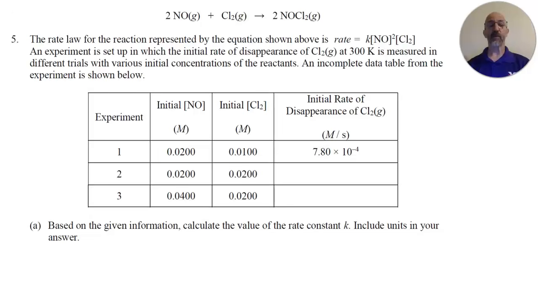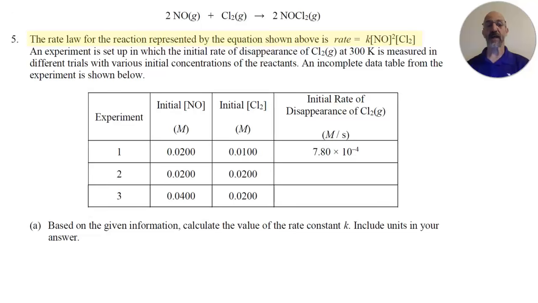In question 5, we are given a balanced chemical equation, and it says the rate law for the reaction represented by the equation shown above is rate equals the rate constant K times the concentration of nitrogen monoxide squared times the concentration of chlorine. So with that rate law, they're telling us that this reaction is second order with respect to nitrogen monoxide and first order with respect to chlorine.